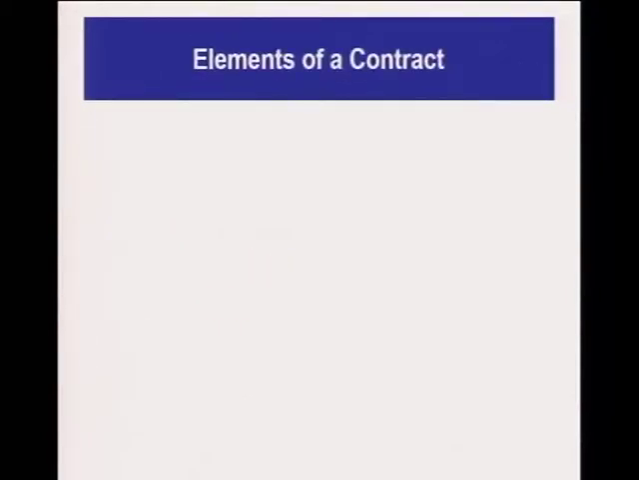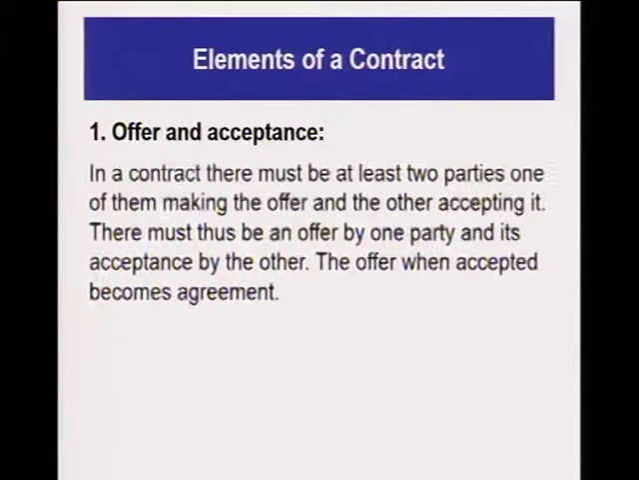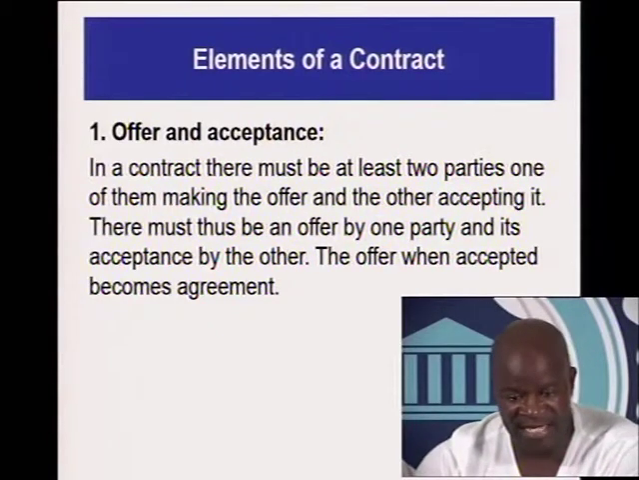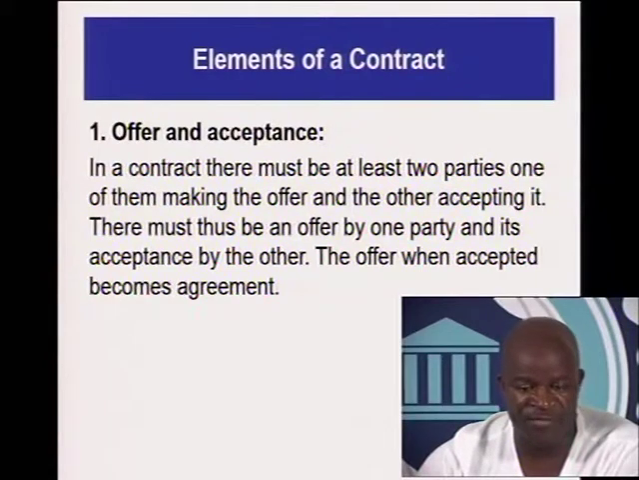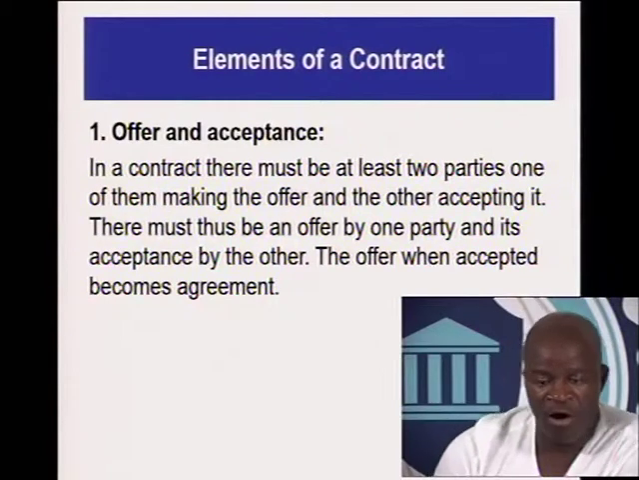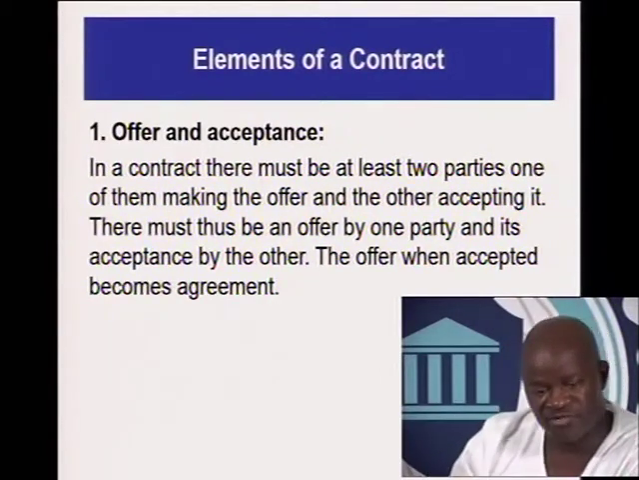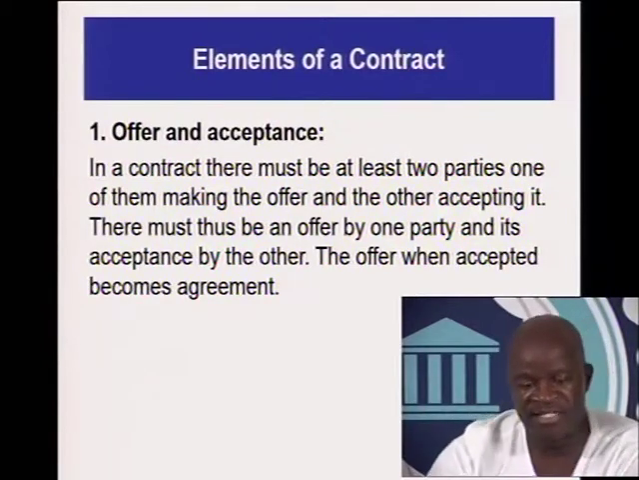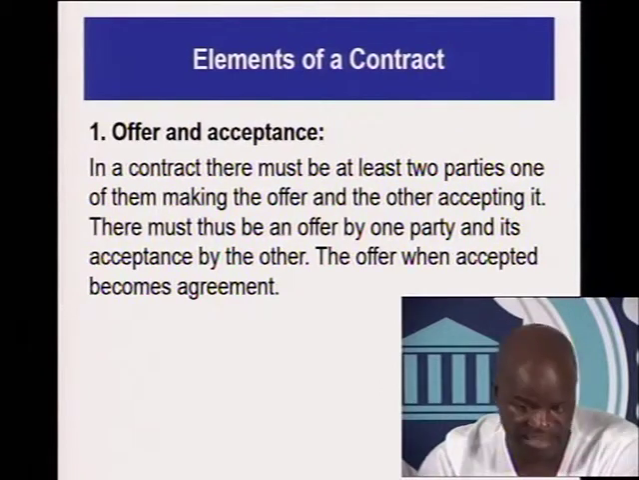Right. So the first one now, the offer and acceptance. I've already explained on the offer and acceptance and said this is an agreement. In a contract, there must be at least 2 parties, right? One of them making the offer and the other accepting that particular offer. There must thus be an offer by one party and its acceptance by the other. The offer, when accepted, becomes an agreement. That's why, suppose we were to be asked to define agreement, we would give it a mathematical definition. Agreement is equal to offer plus acceptance. That will suffice.